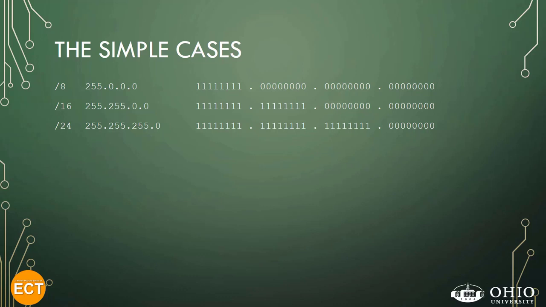Here are 3 simple cases for subnet masks. In each of these, the ones in the mask line up with the dotted decimal boundaries. With some practice, it'll be easy to see that these simple cases make it easier to do subnet addressing without having to go into the binary form.